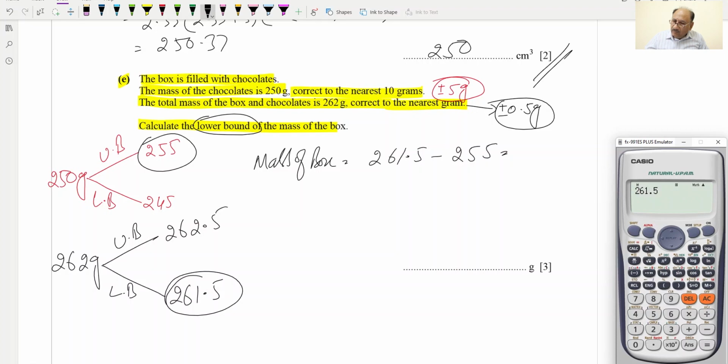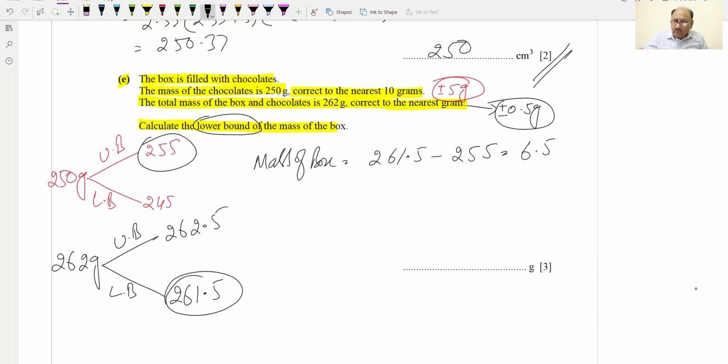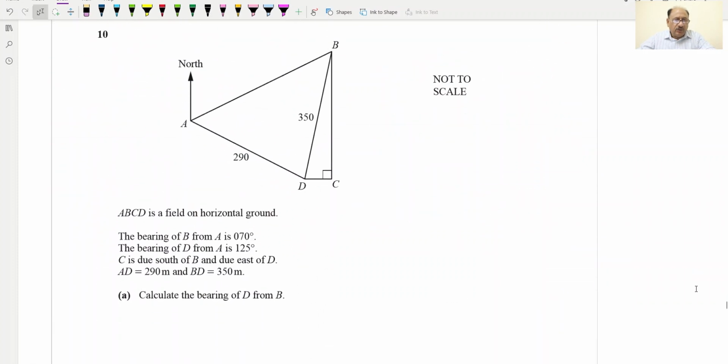So 261.5 minus 255 is equal to 6.5. So 6.5 will be our answer, and that will be in grams, 6.5 grams. And this is the 3-mark question which we have done. Hopefully you understood this. Now question number 10.